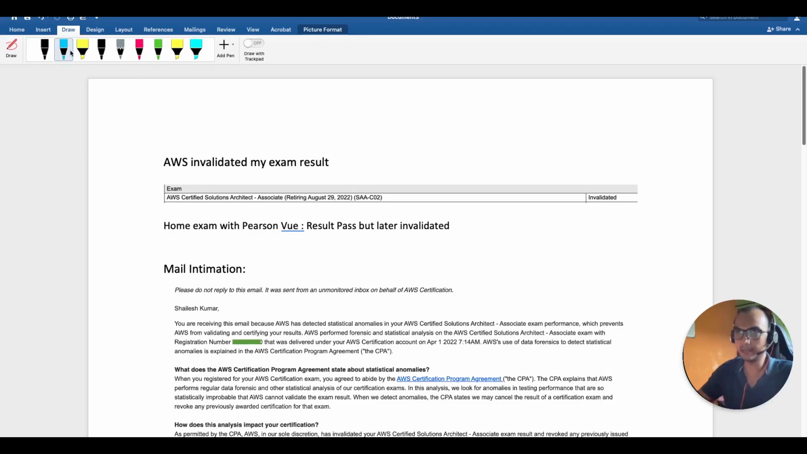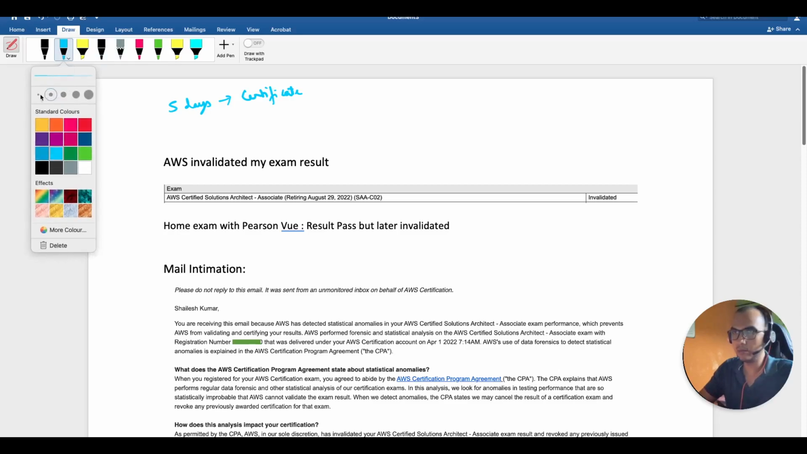After the exam, once you gave the exam at home, just after that they show you whether you have passed or failed. At the end of your exam, they tell you whether you have passed or failed. After that, they say in the mail that they take 5 days to give you a certificate. So I was waiting for the same, but after two days.